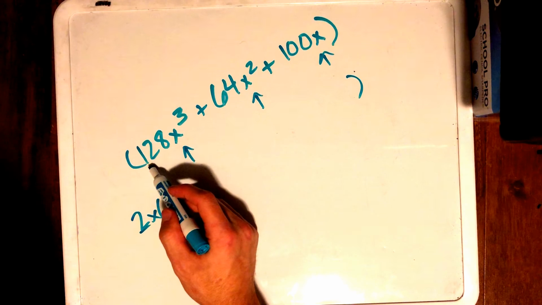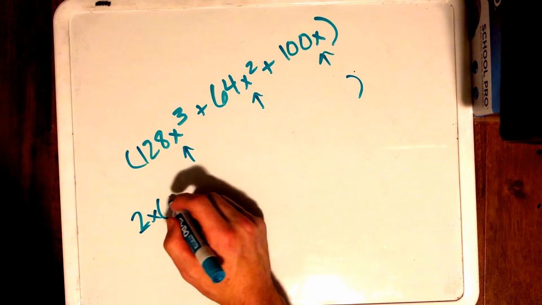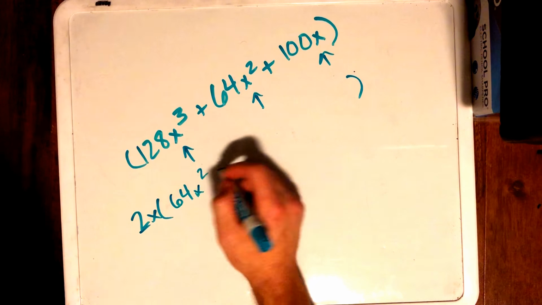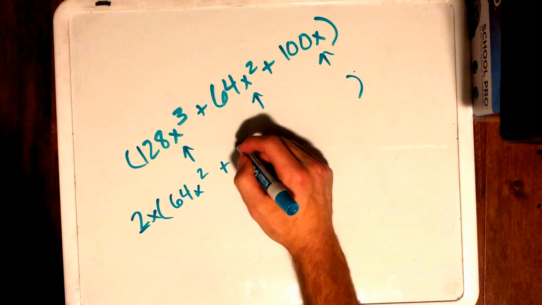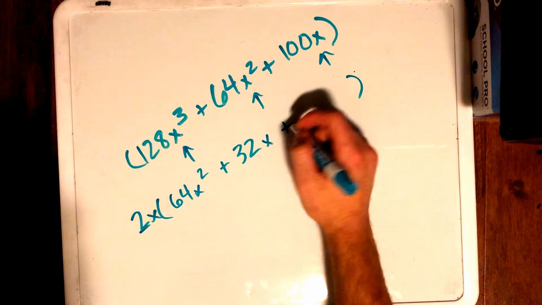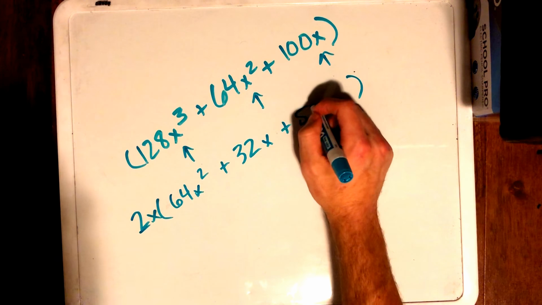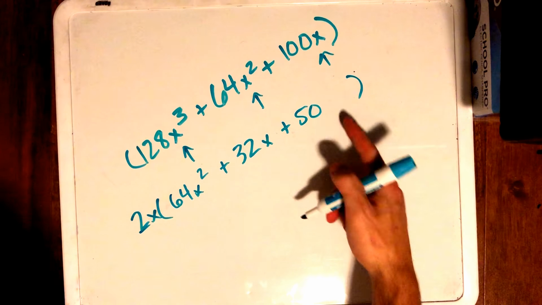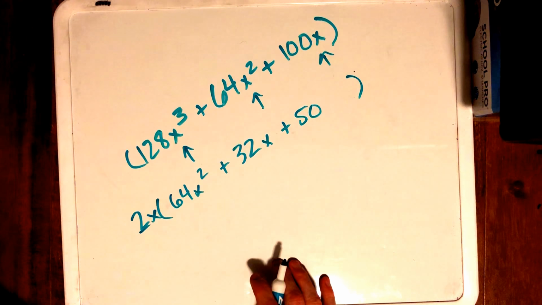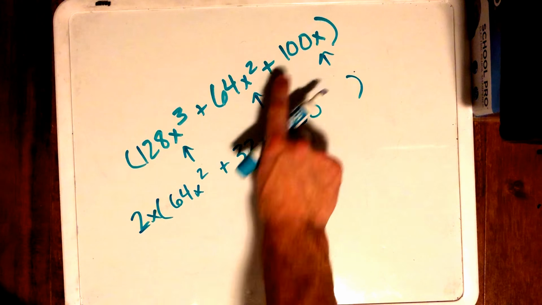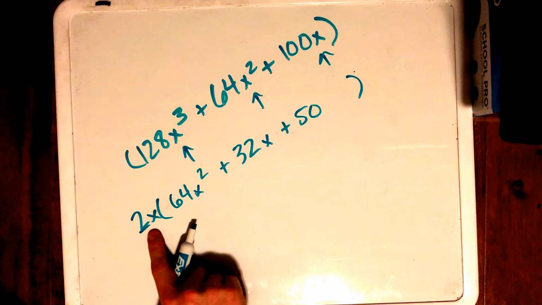So 128 divided by 2 gives us 64, and x cubed divided by x leaves us with x squared. 64 divided by 2 is 32, and x squared divided by x leaves us with x. 100 divided by 2 gives us 50, and x divided by x just gives us 1, so we don't need to put that there. Like I said, I didn't know looking at the original problem what our factor was going to be, but I know that I can pull out a 2x.